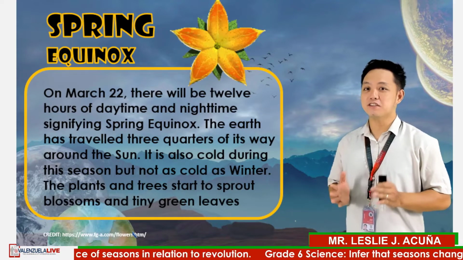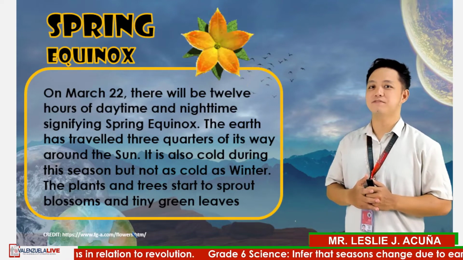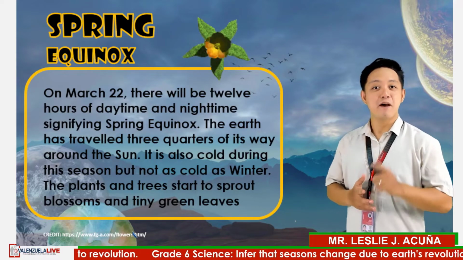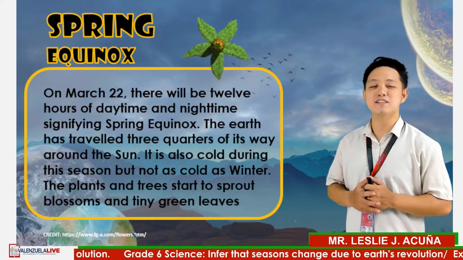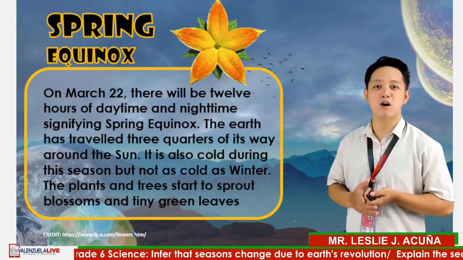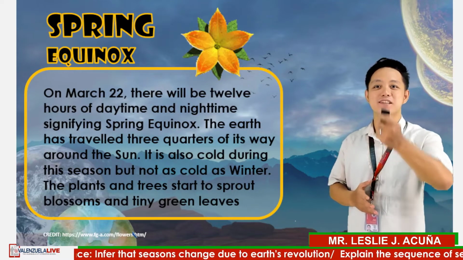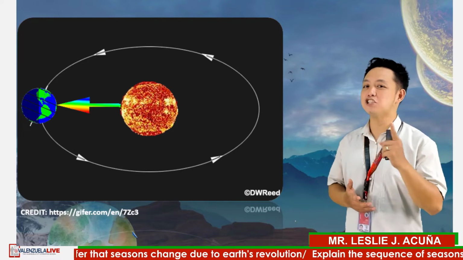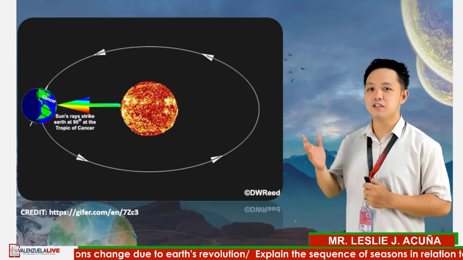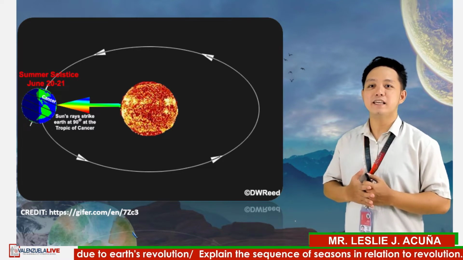So the Earth has traveled 3/4 of its way around the sun. It is also cold during this season, but not as cold as winter. So the plants and trees start to sprout blossoms and tiny green leaves. The two movements, the rotation and revolution, create variation in temperature, weather, and in the seasons.